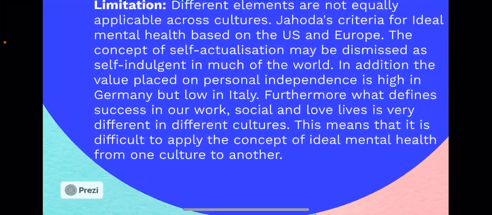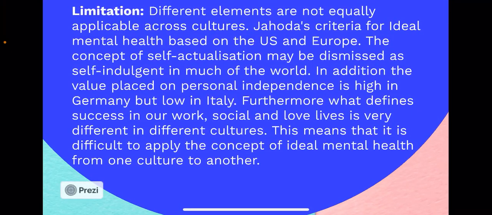A limitation. Different elements are not equally applicable across cultures. Jahoda's criteria for ideal mental health is based on the US and Europe. The concept of self-actualization may be dismissed as self-indulgent in much of the world. In addition, the value placed on personal independence is high in Germany but low in Italy. Furthermore, what defines success in our work, social and love lives is very different in different cultures. This means that it is very difficult to apply the concept of ideal mental health from one culture to another.